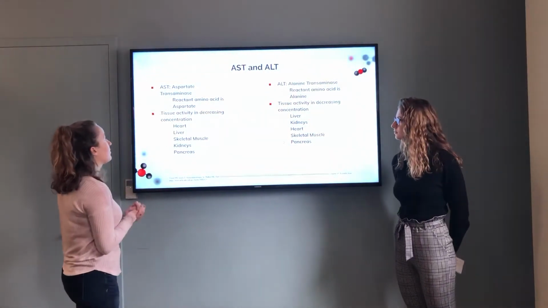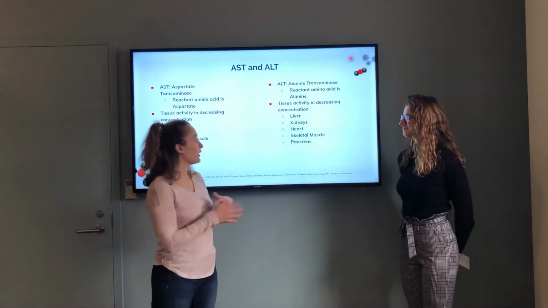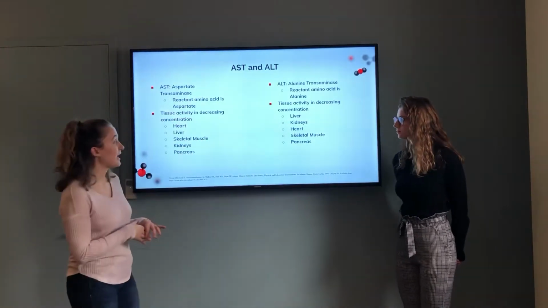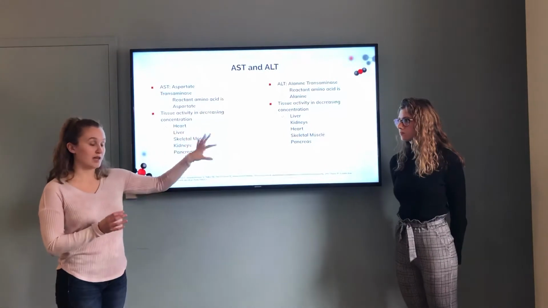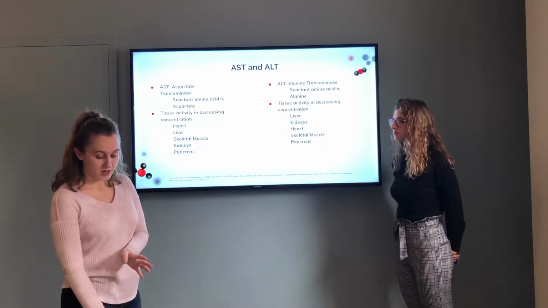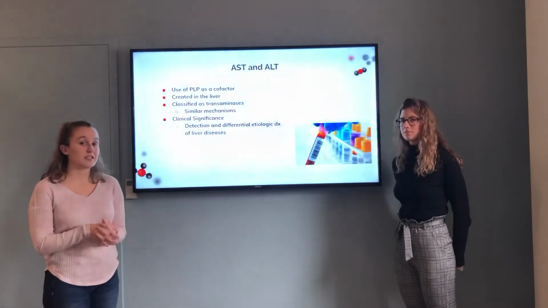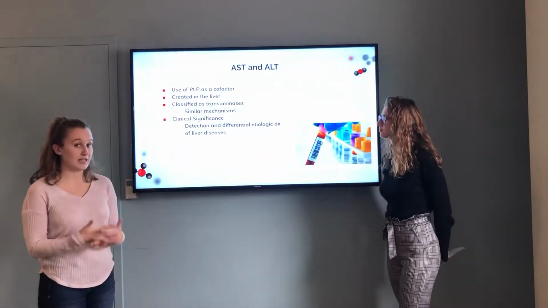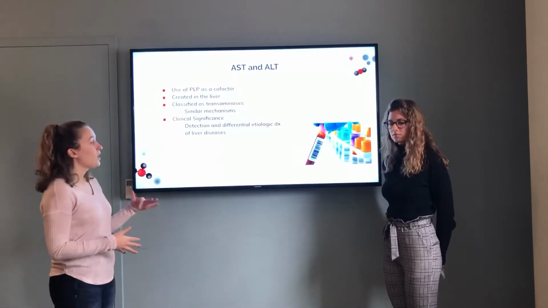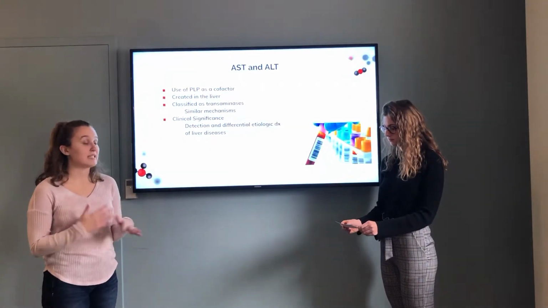However, AST's highest concentrations can be found in the heart muscles and liver, and the tissue concentration for ALT is in the liver and the kidneys. It is important that these top two concentrations are found in the liver, as our primary literature focuses on the liver serum levels of these 2 enzymes. Both of these use PLP as a cofactor, and both of these are classified as transaminases, meaning that they will both undergo a similar mechanism that I had mentioned earlier. Both of these hold clinical significance in determining the detection and differential between many diseases of the liver.